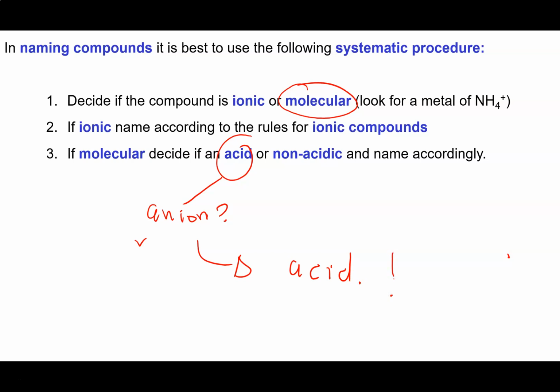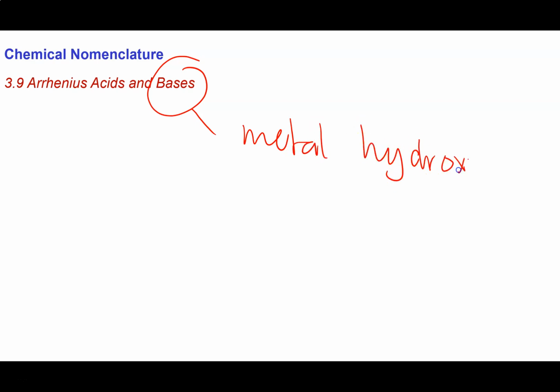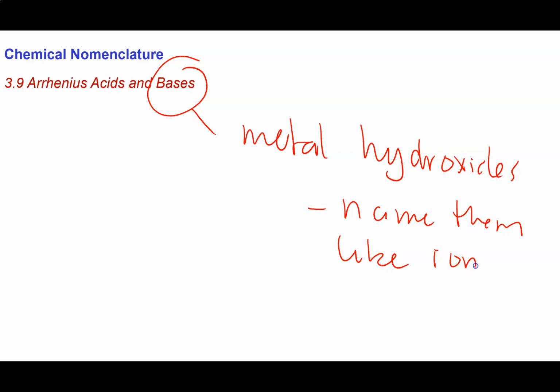Okay, well, I hope that was helpful. And so we know how to recognize bases now. These are metal hydroxides. We don't have to do anything special with the naming of these. We're just going to name them like ionic compounds because they are ionic compounds.